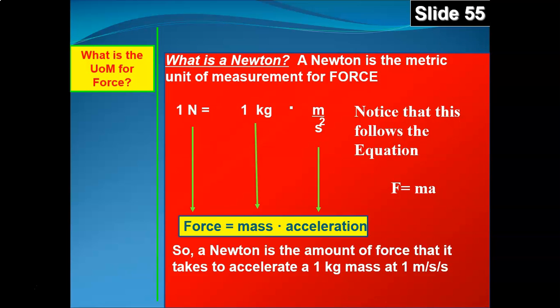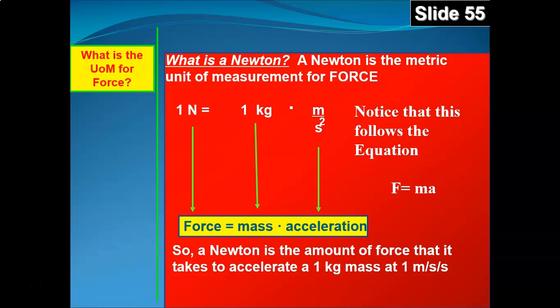A newton is the metric unit of measurement of force. So 1 newton equals the unit for mass, which is a kilogram, times the unit for acceleration, that's a meter per second squared. So it's a kilogram meter per second squared. So a newton is the amount of force that it takes to accelerate 1 kilogram mass at 1 meter per second per second.